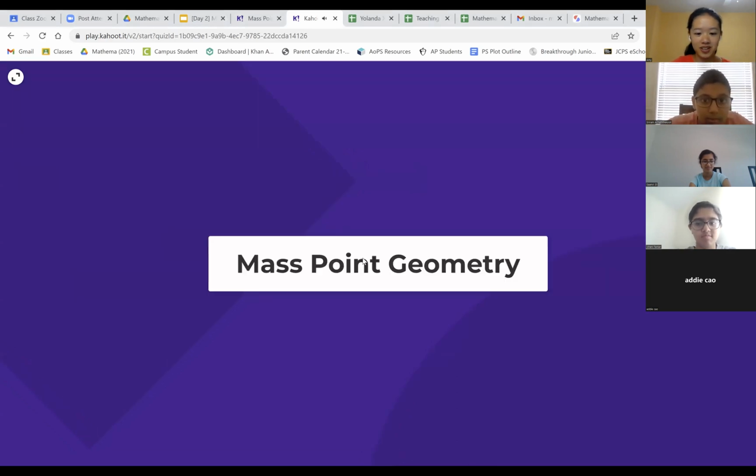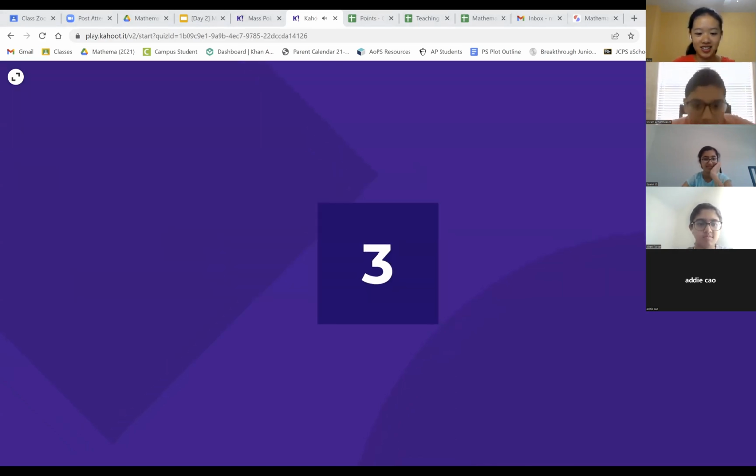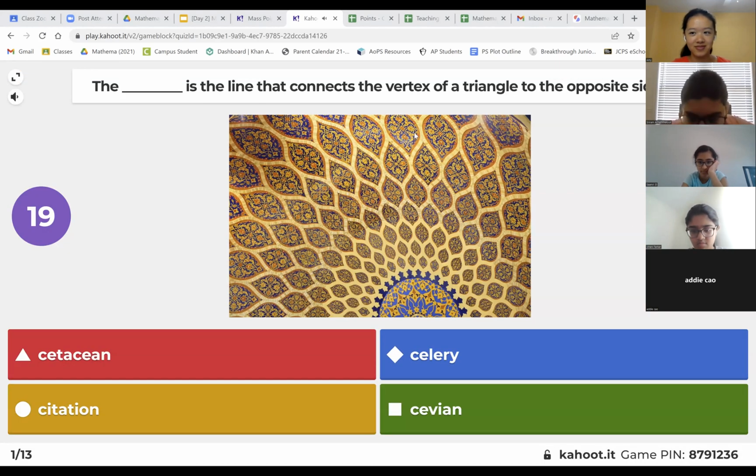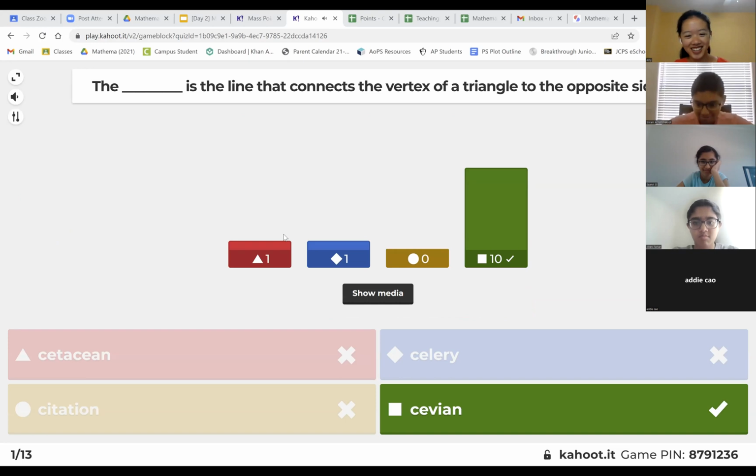Okay, math point geometry. Okay, question 1. The blank is the line that connects the vertex of the triangle to the opposite side. Yes. Someone chose celery. Okay, cetacean. Okay, most of you guys got it. It's a Cevian.